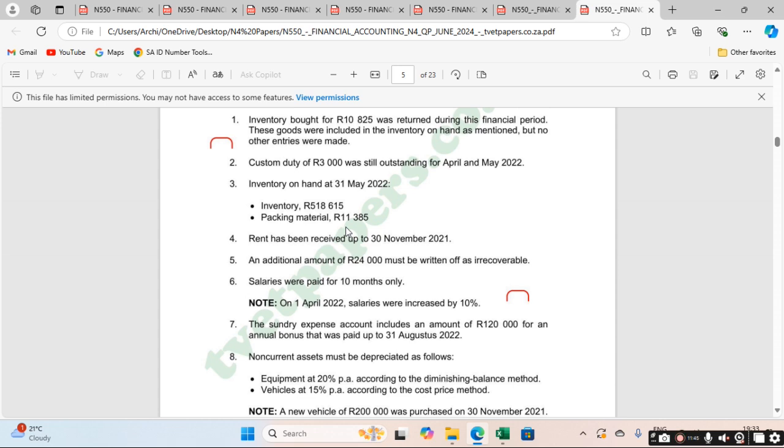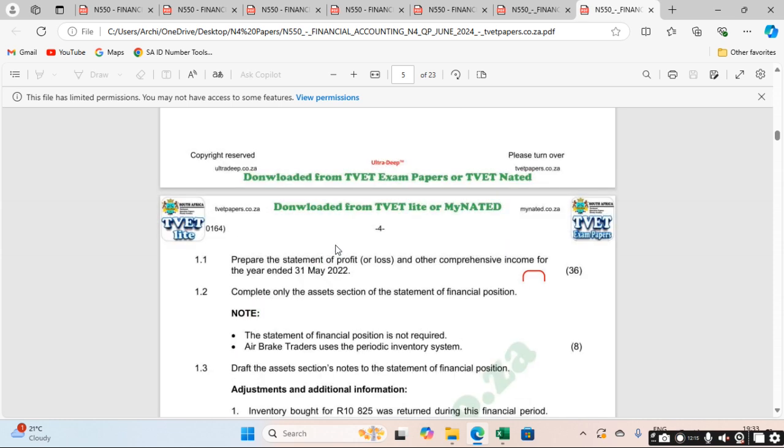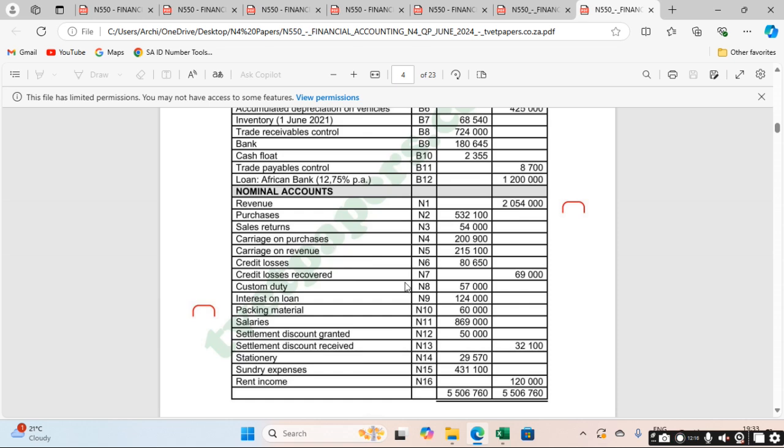So pretty simple. And then number 4, they're saying rent. Now this is where it gets complicated. Rent has been received up to 30 November 2021. So rent has been received 30 November 2021. So let's see the rent amount, how much we have received. So rent.